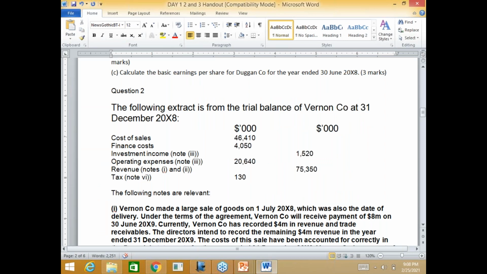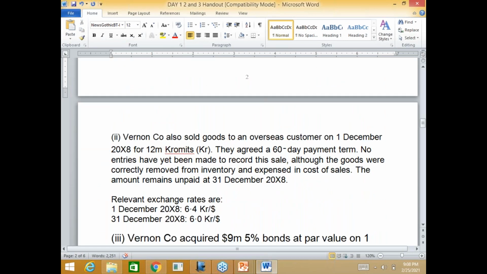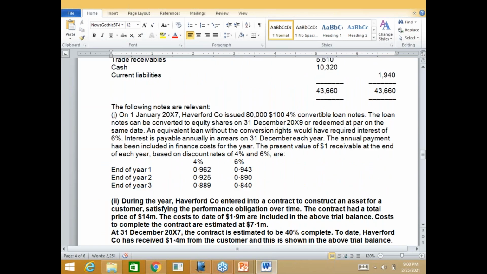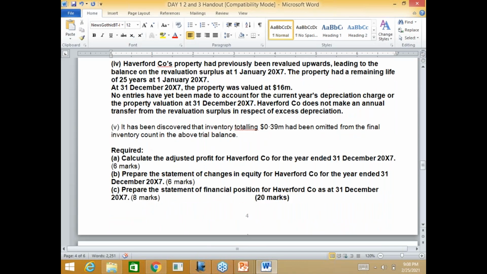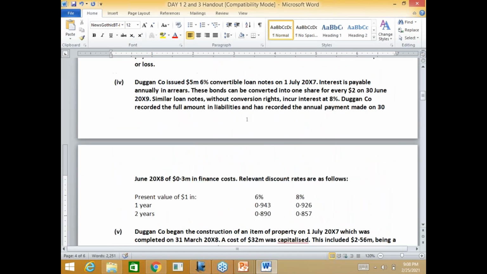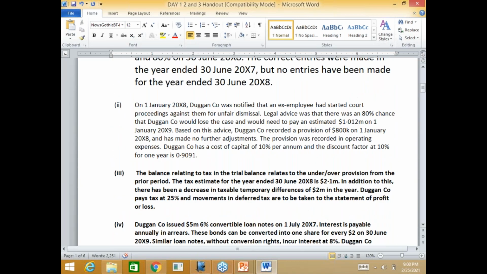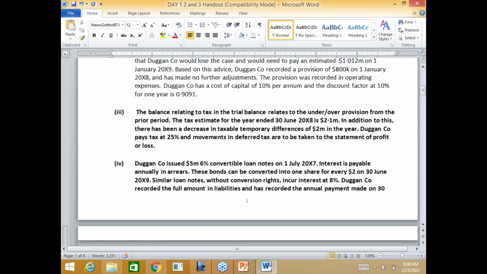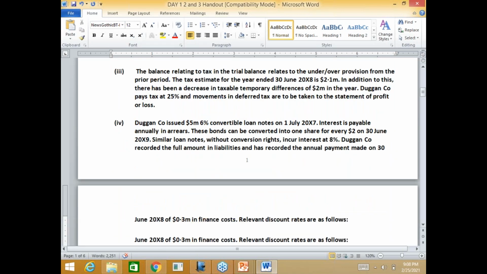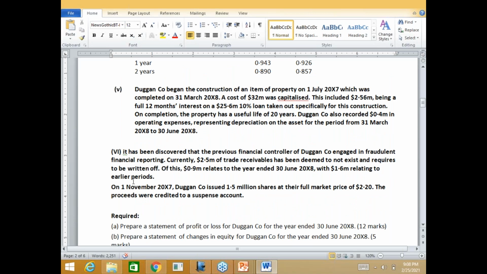So let's take an example. Now please read this part of the question.